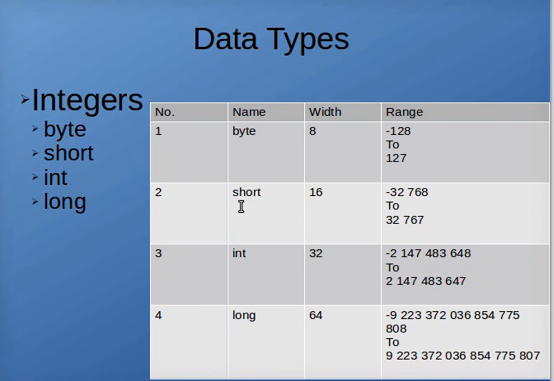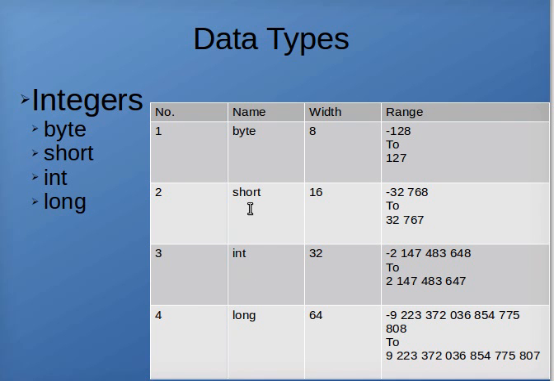Short is bigger than byte. So its width is 16 bit and it can store values from -32,768 to +32,767.